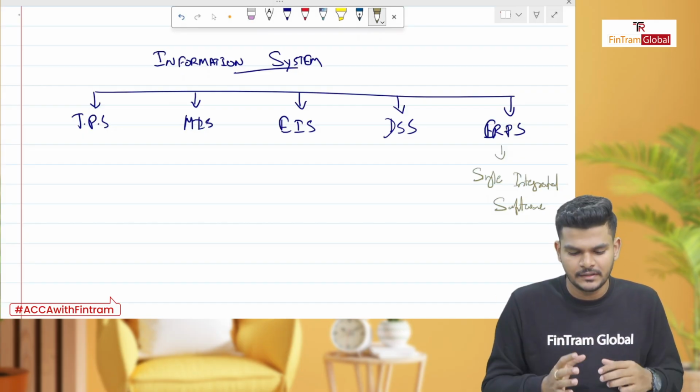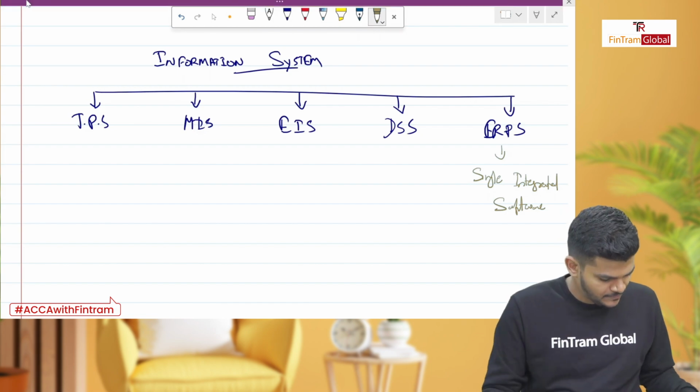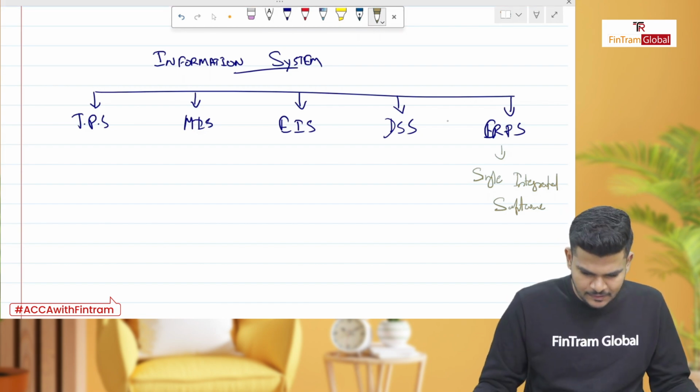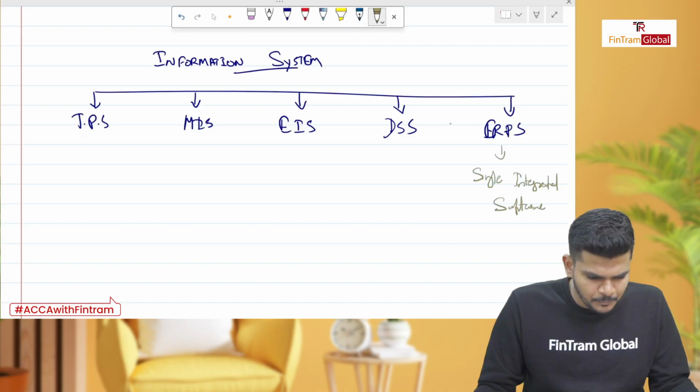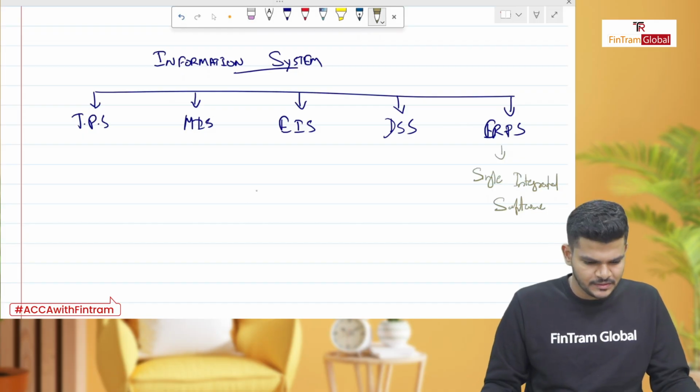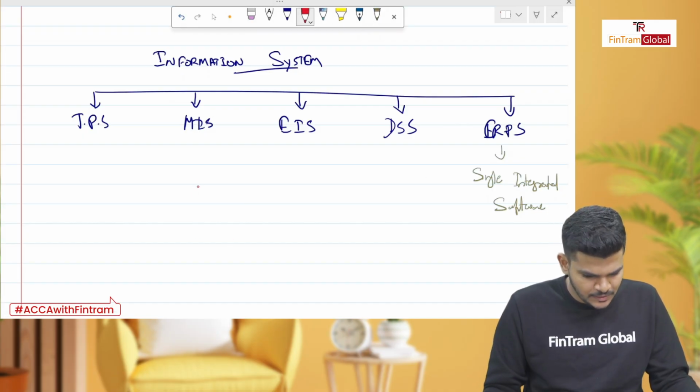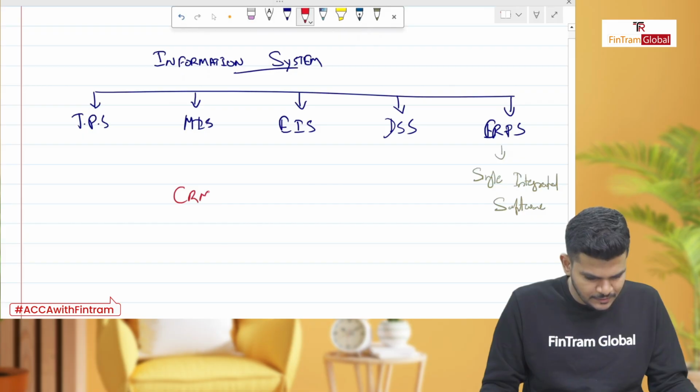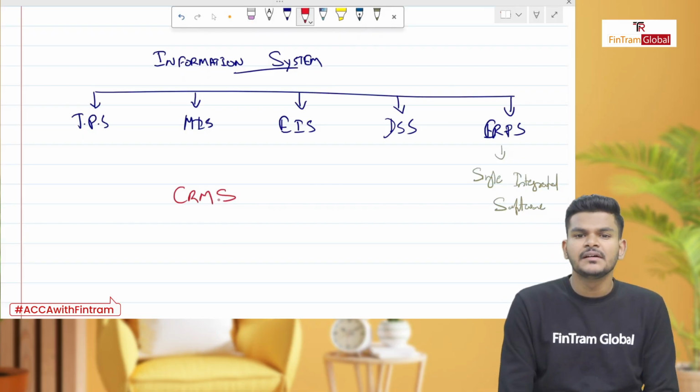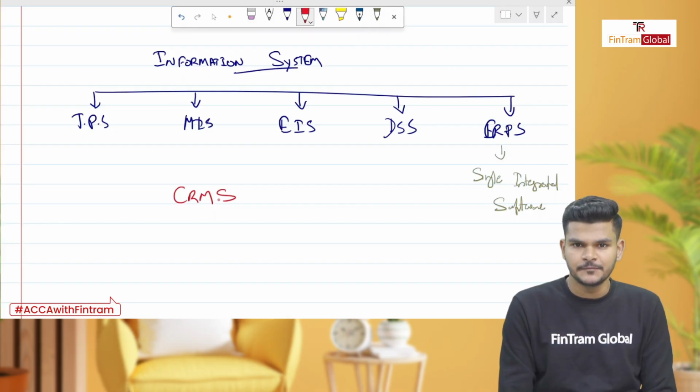I'm raising that point as well. So that's basically it. And I wouldn't say this is a part of an information system, but there's another really important concept that we have to learn about as well, which is CRMs, customer relationship management systems.